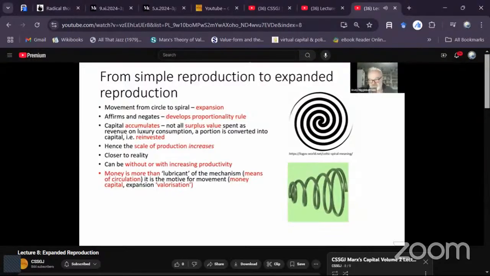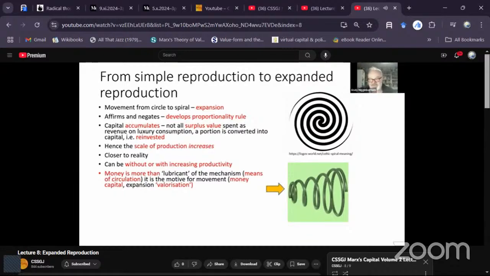Now, in the expansion, money is not just a lubricant. It's not just the money of circulation, right? More and more, the point of the expansion of an individual capital and of social capital is the expansion of money capital, the addition of more money at the end of a given cycle than at the beginning, or the end of a year than the beginning, the process of valorization, value which is expanding. So there's a sort of motive to this spiral.